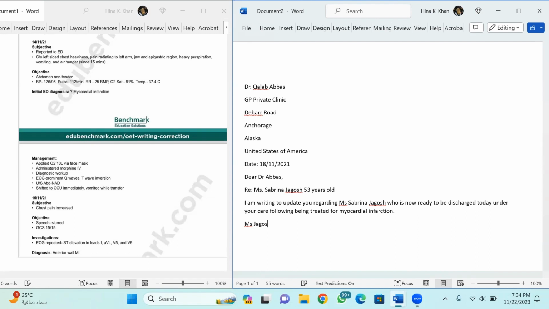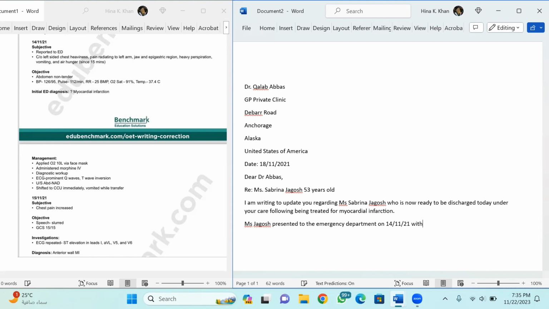Jagosh presented with the. Now here again, emergency department will be small, and you can just write. It's written here ED. Try to write the full form. Emergency department on 14/11/2021. Just write to 1. Okay.